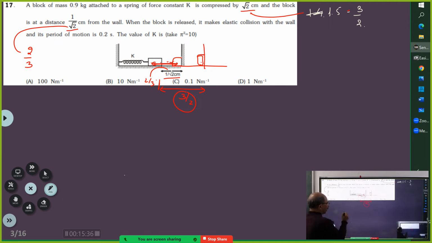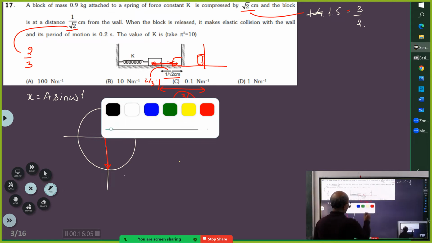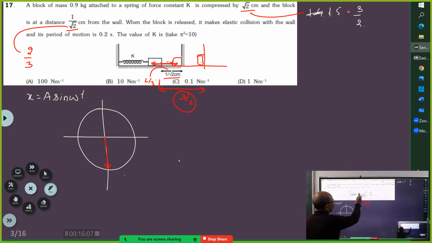So what I will do now is go straight away for our standard technique, right? I will take it as x is equal to a sine omega t. I'll take it like this, and therefore in this compressed condition, I will say that the phasor is in this direction. Agree? Now this is compressed at this position, this phasor is in this condition, correct?